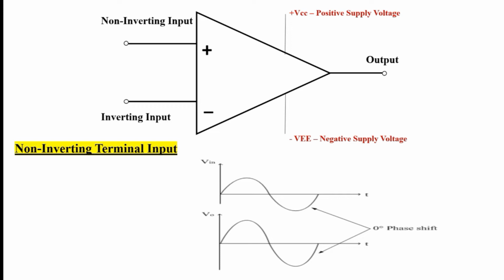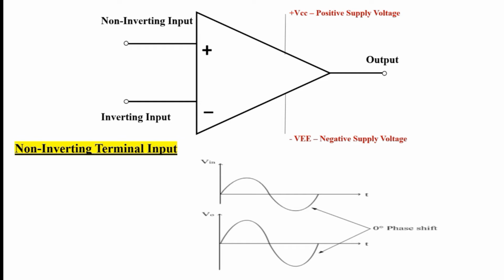Understood? In short, you can say for the inverting terminal, the output has a 180 degree phase shift, and for the non-inverting terminal, the output will have a 0 degree phase shift. Got it? Remember this. Okay, one more thing here.